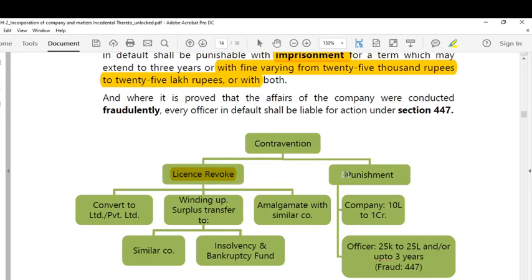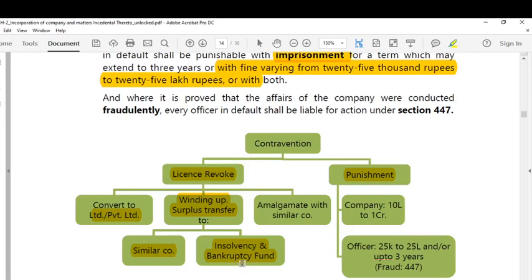there could be revoking of license and there will be a punishment also. So when the license is revoked, the Section 8 company can be converted into a public company or private company, or it will be wound up, and whatever surplus is there can be transferred to a company with a similar object, or the surplus can be transferred to the insolvency and bankruptcy fund. See my dear, within this winding up and surplus transfer, it can be either a transfer to a similar company, or a transfer to the insolvency and bankruptcy fund.